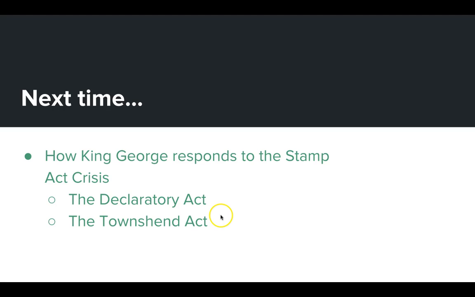Okay, next time we're going to look at how King George responds to the Stamp Act crisis. And we're going to look at specifically the Declaratory Act and the Townshend Act. If you've got any questions, email me, Google Classroom, bring in the classroom, in person, whatever you want.